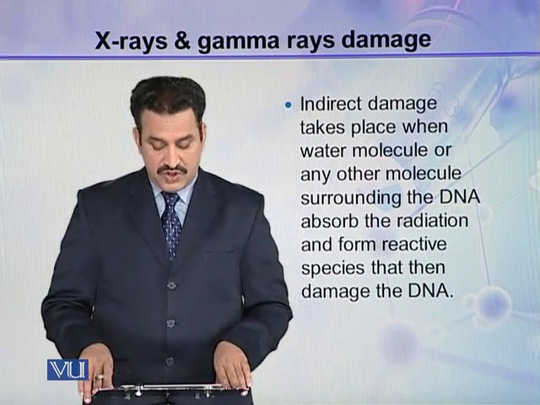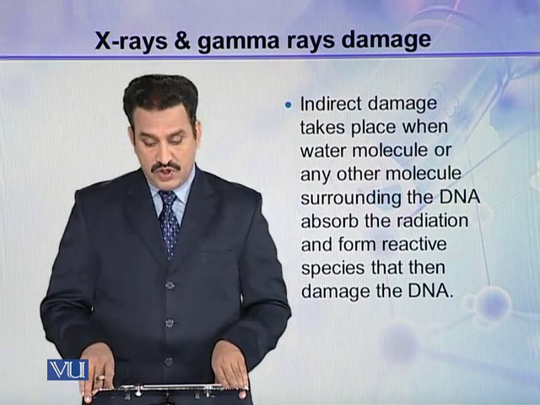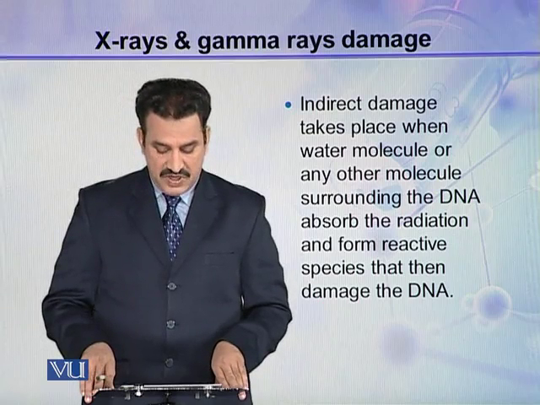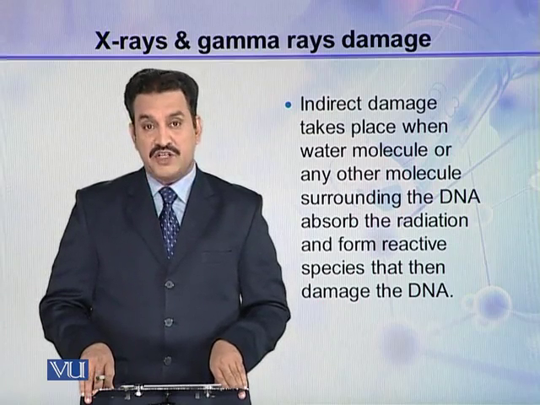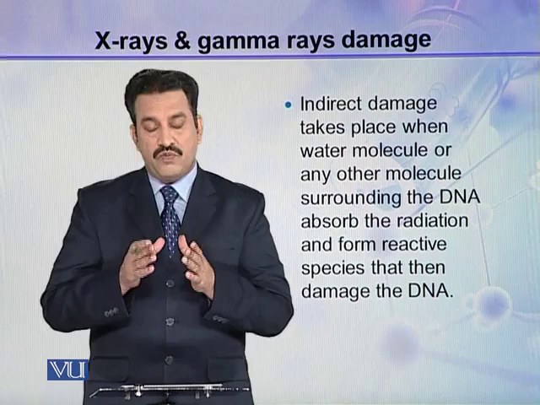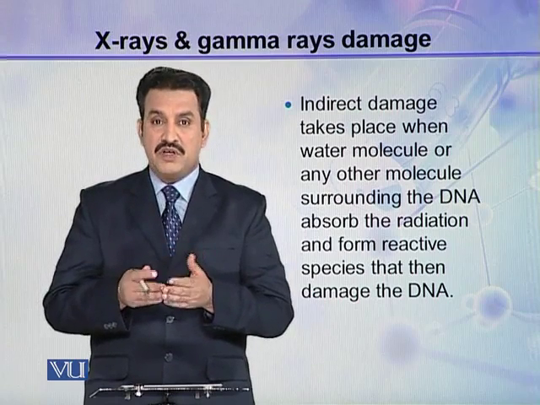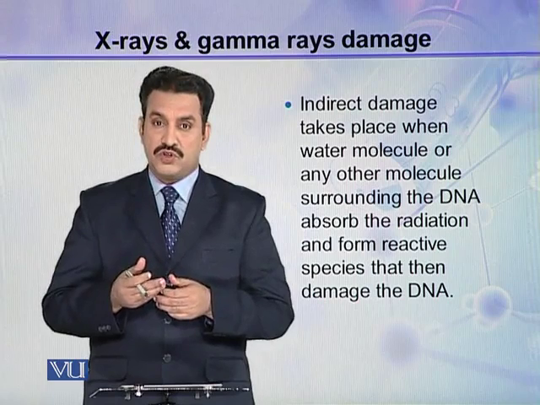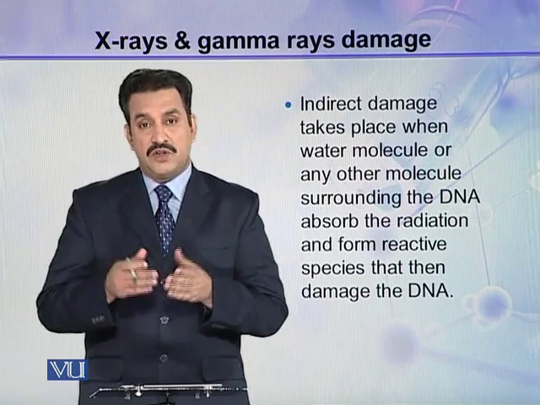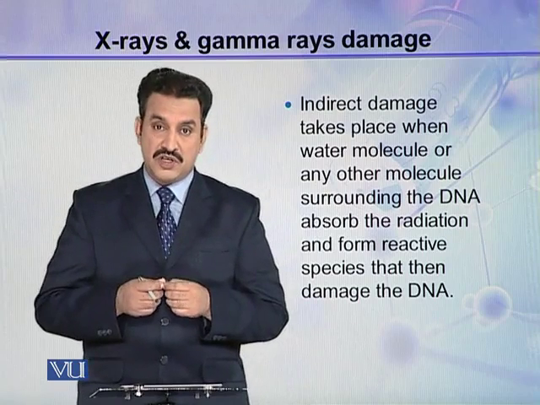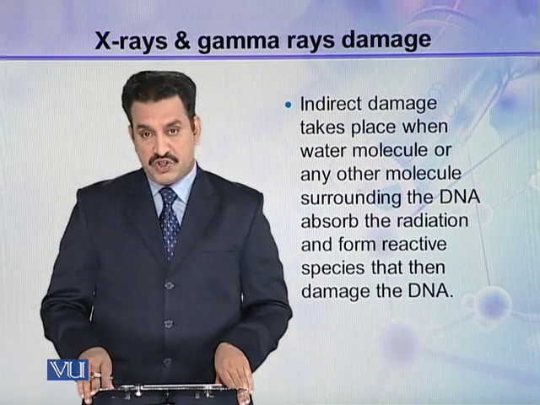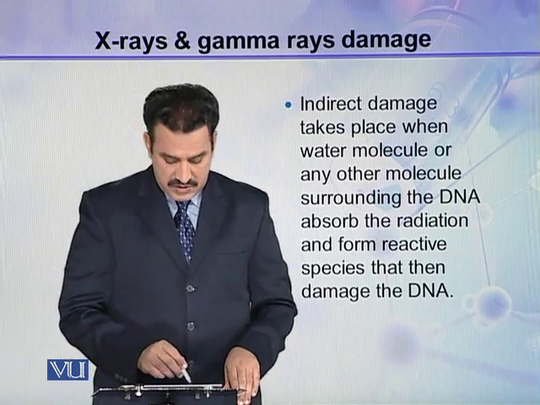While indirect damage takes place when a water molecule or any other molecule surrounding the DNA absorbs the radiation and forms reactive species that then damage the DNA. So where DNA is present, there may be some water molecules or some other molecules present in the vicinity of that DNA molecule. If those molecules absorb radiations, they produce very dangerous, highly reactive species which damage the DNA.